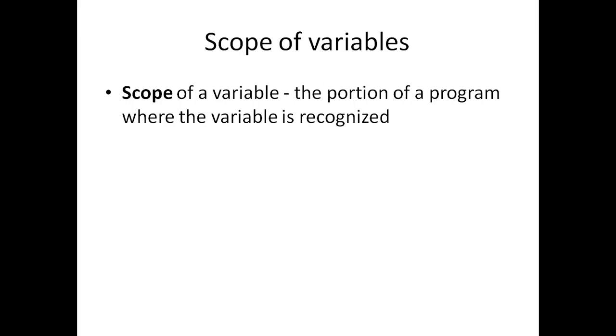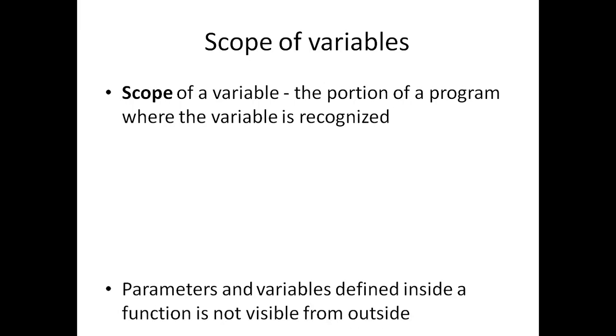Next, we will see scope of variables. The scope of a variable is the portion of a program where the variable is recognized. We'll be defining different variables inside the function, and we'll be using different variables in the main program also. So the scope of a variable specifies where that variable is recognized.